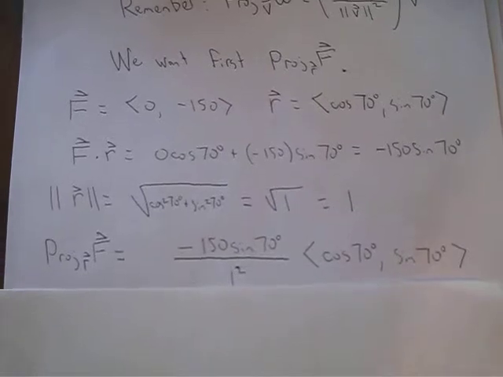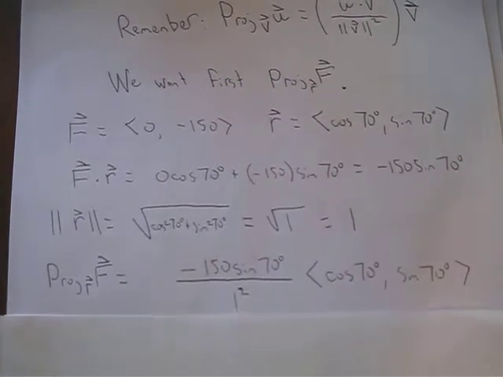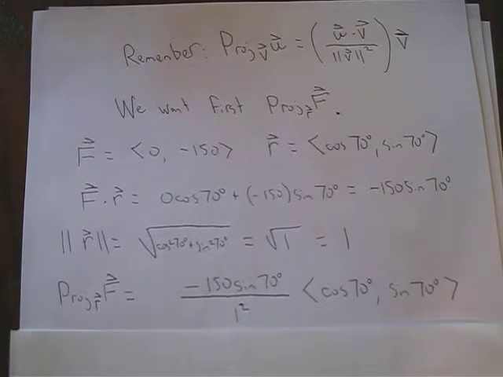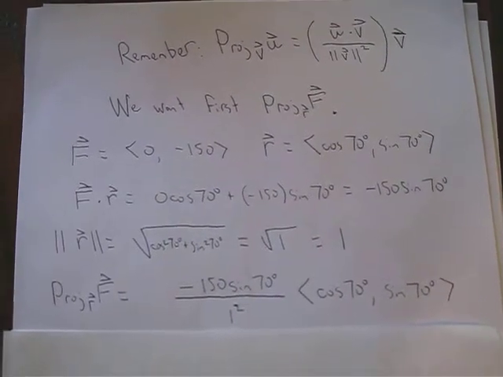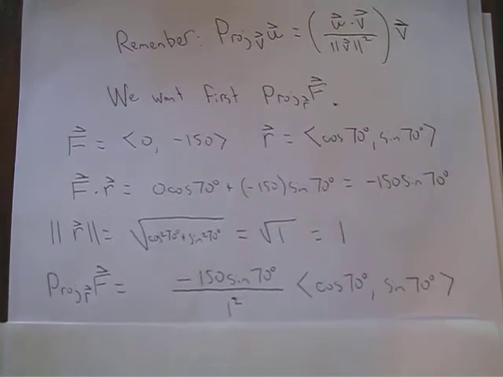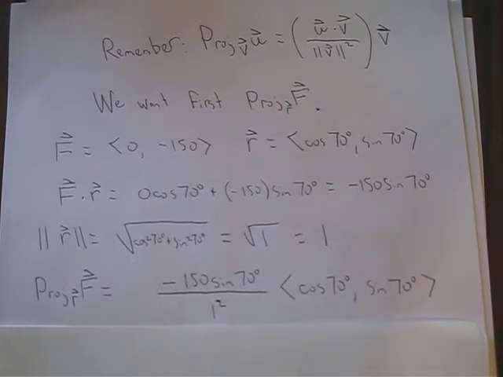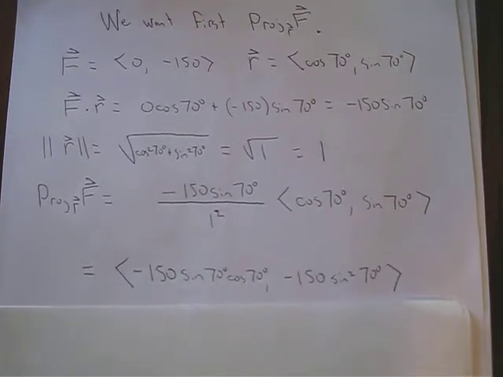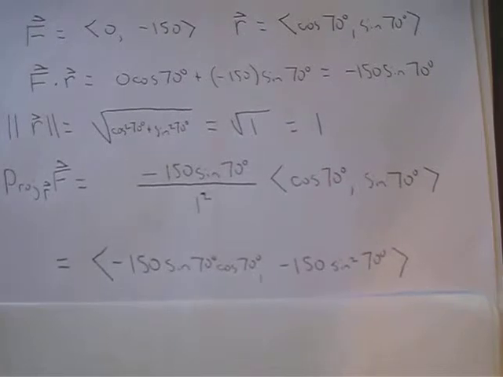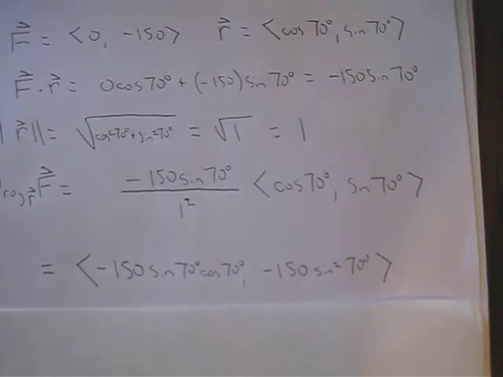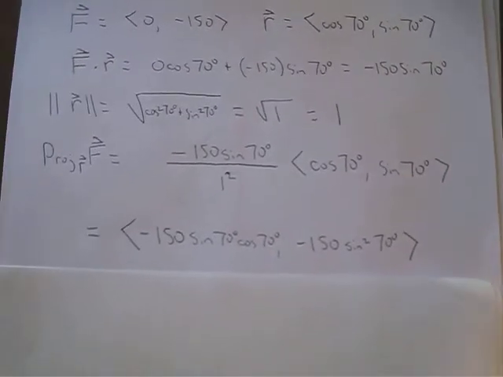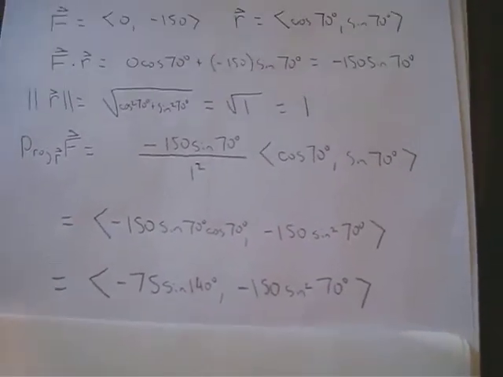Moving along, the projection of R onto F then is, we take their dot product divided by the magnitude of R squared, multiplied by the vector R, and we end up with negative 150 sine 70 cos 70 for our i component, and negative 150 sine squared 70 for our j component. We can simplify that a little bit.